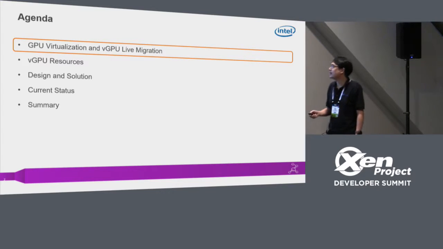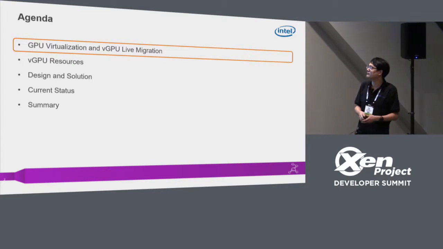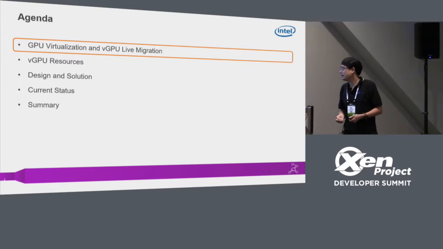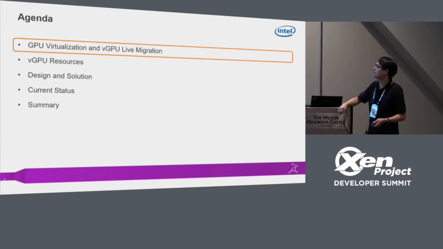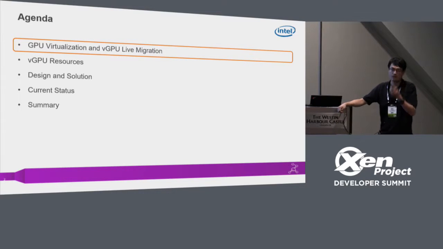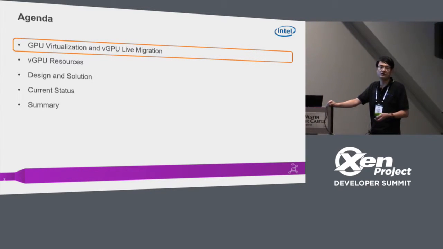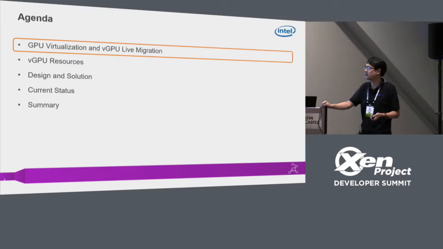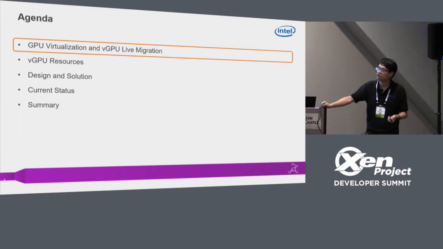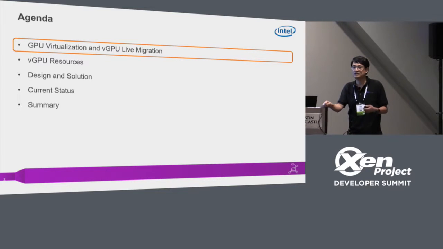Okay, so I will have several agenda items. First, I will introduce GPU virtualization and what vGPU live migration is. And I will give a very simple introduction to the vGPU resources we have, with the highlight features we have now for GPU live migration. I have also brought a very short video to show what live migration currently looks like. Then I will go into the technical side. What are the challenges we have?